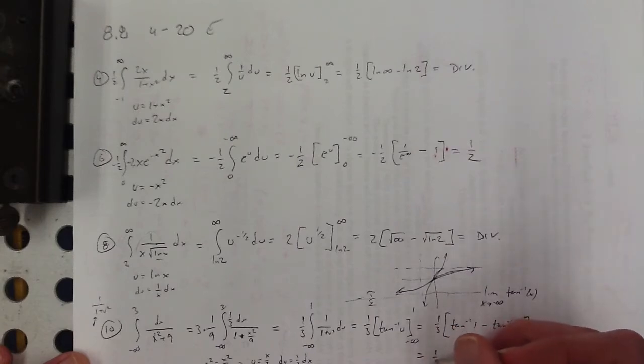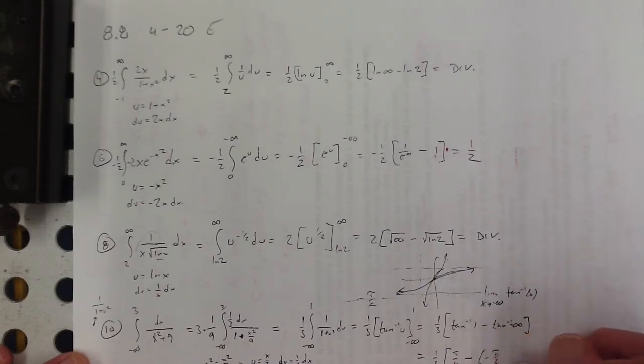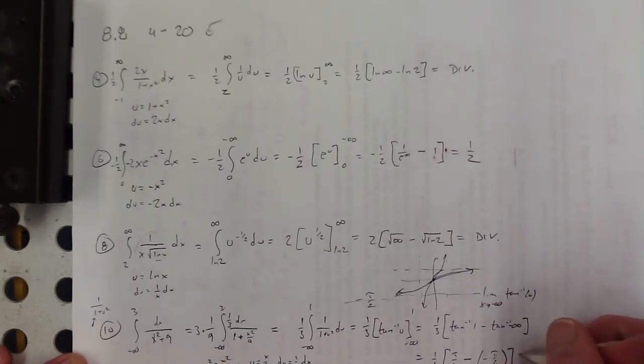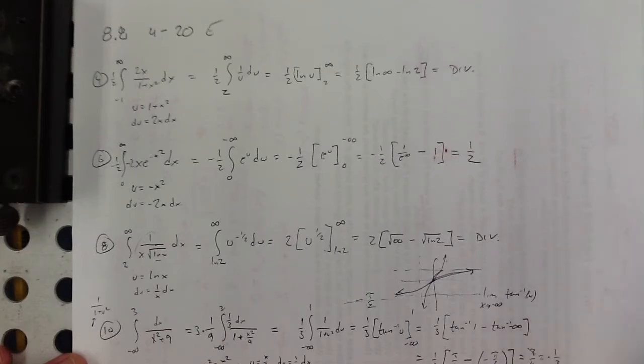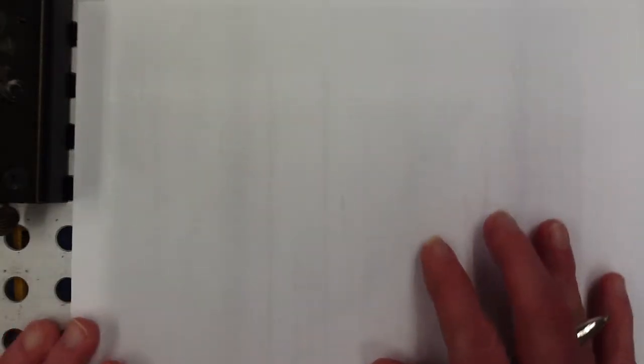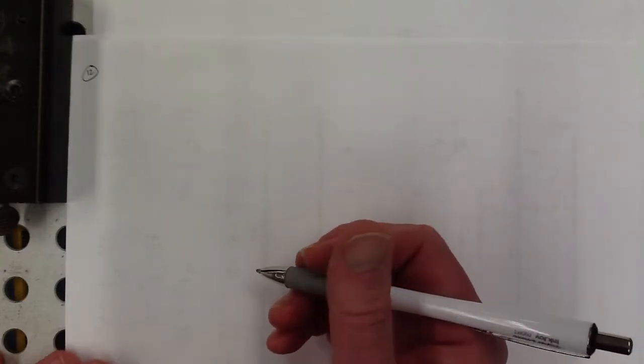So this is 1/3. The tangent inverse of 1 is pi over 4. And this is negative pi over 2. So that's pi over 4 plus pi over 2. That's 3/4 of a pi times 1/3. So I'm thinking that's pi over 4. Boom! That's right. Calculus teacher knows how to do calculus. It's a newsworthy story right there.